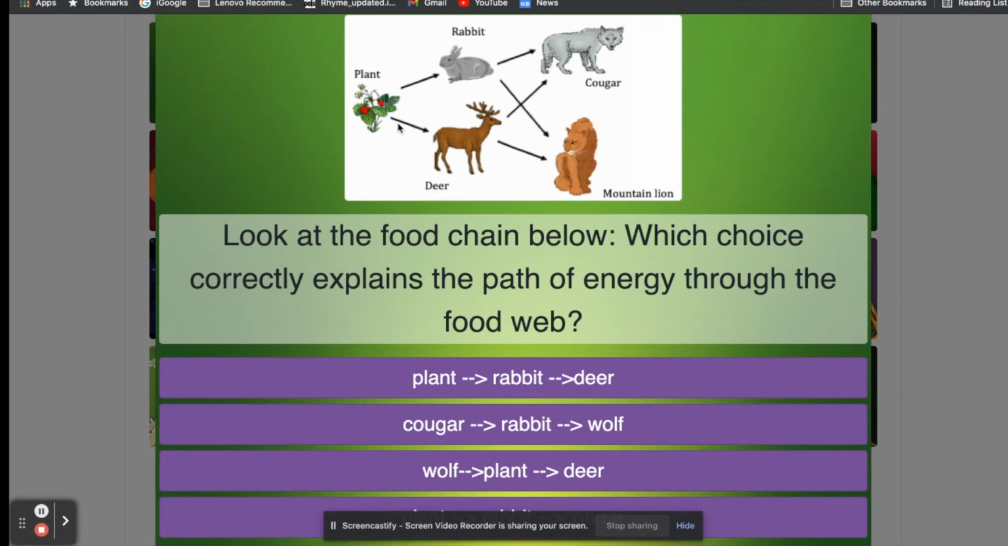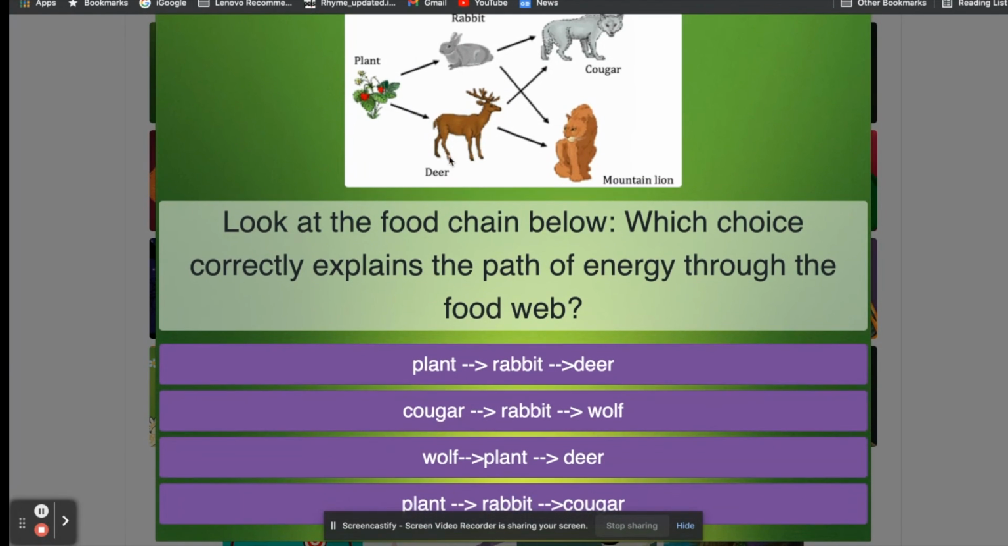But the plant can also be eaten by a deer. If a deer eats a plant, a deer can also be eaten by a cougar and a mountain lion. So let's look at our choices. Which one of these choices is correctly showing how the energy is being transferred through the food web? Our first option says plant, rabbit, deer. Is that correct?